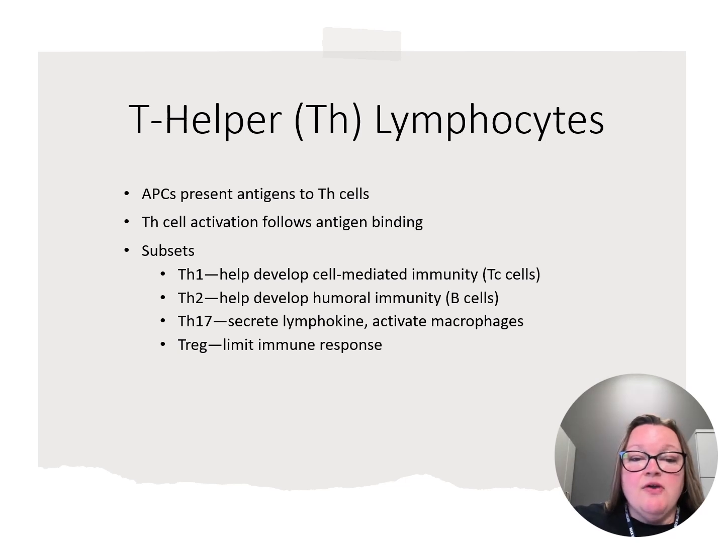Of course, then, there are different types of TH cells. TH1 cells help with TC cells. TH2 cells help develop B cells and therefore humoral immunity. TH17 cells secrete lymphokine that activate macrophage. And Treg or T regulatory cells limit the immune response.